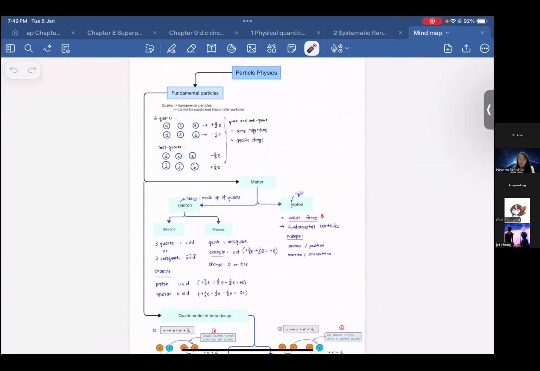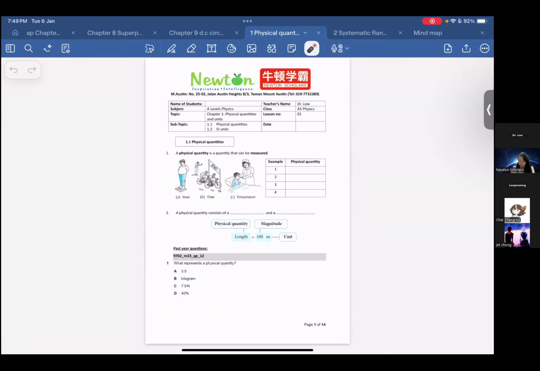Some of them in my mind map, you might feel are easy. You learned it before, but actually no. When we go to the past year questions, it will be very, very challenging for us. We are just learning, then we need to spend time to do a lot of practice on our past year questions. Okay, we will start our lesson today.